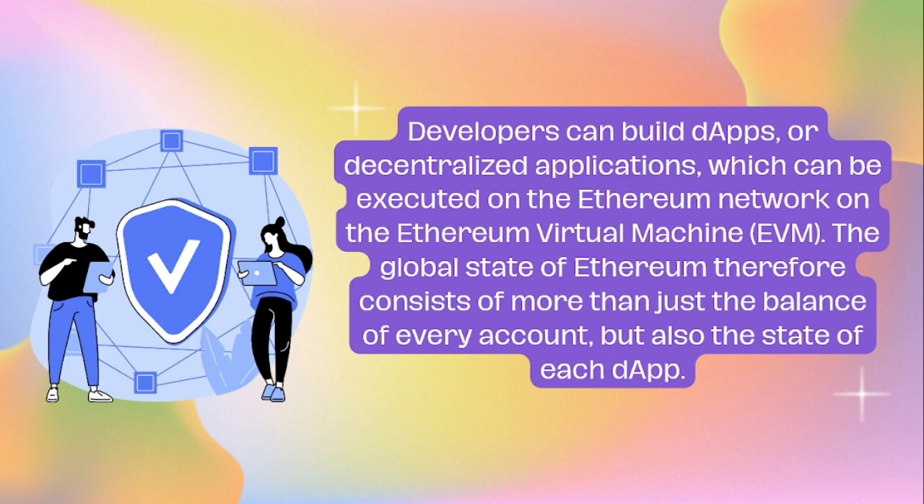The global state of Ethereum therefore consists of more than just the balance of every account, but also the state of each dApp. So Ethereum basically has a lot of applications by design upon it. Each application is converted to an Ethereum native format, which is opcode. Opcode is like binary for our normal machine.